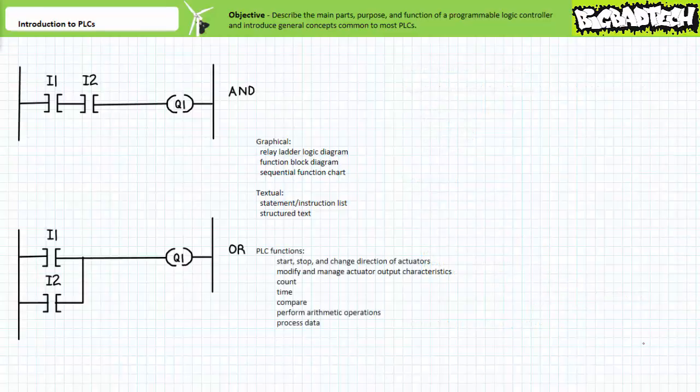Regardless of the methodology employed, the purpose of a PLC, like traditional hardwire relay-based ladder logic, is to control and coordinate a larger system by starting, stopping, and changing the direction of actuators like electric motors and hydraulic cylinders. Additionally, PLCs can modify and manage actuator output characteristics like varying the rotational speed and torque of an electric motor or the extension and retraction force and speed of a hydraulic cylinder. Finally, systems employing PLCs can perform additional functions like counting, timing, comparison, arithmetic, and data processing functions.